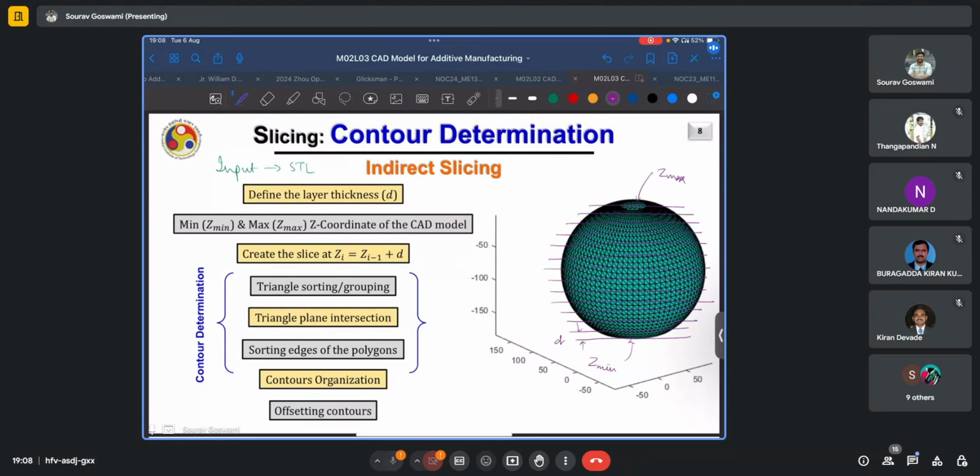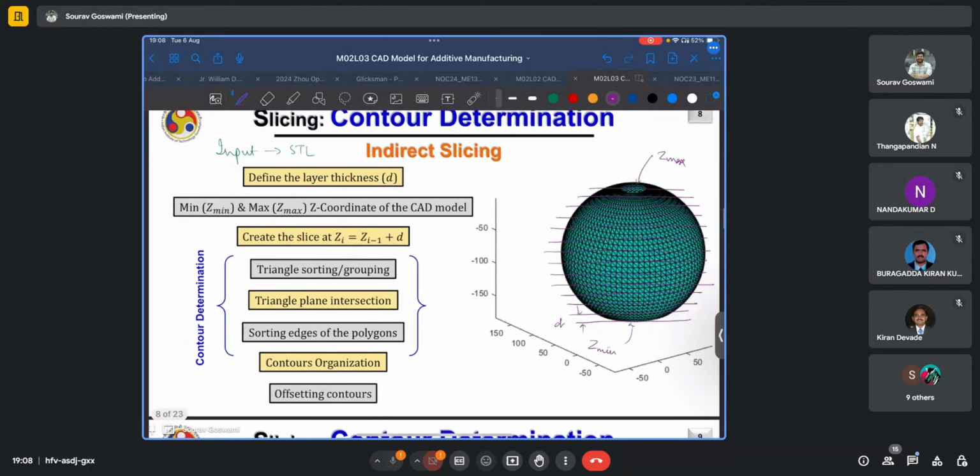Now we'll sort and group the triangles. We'll work out the triangle plane intersections. We'll also sort the edges of the polygons, then organize the contours and offset the contours if needed.